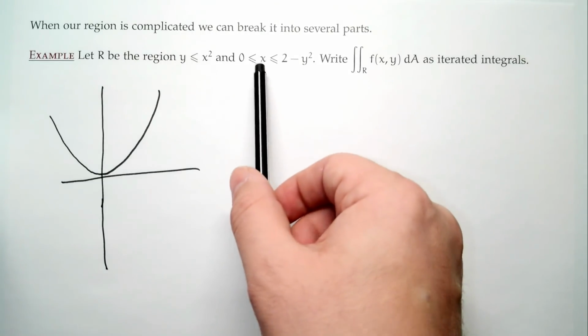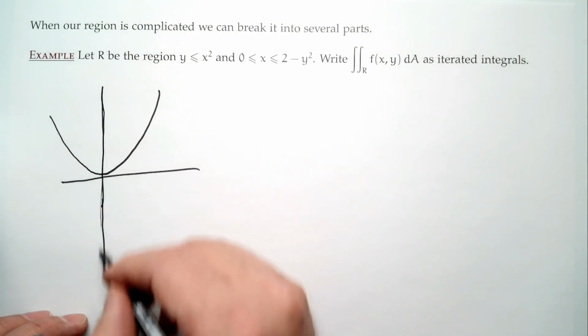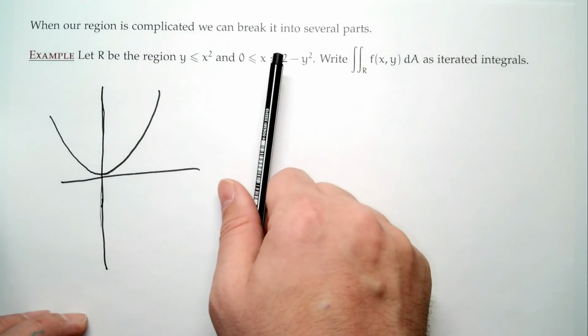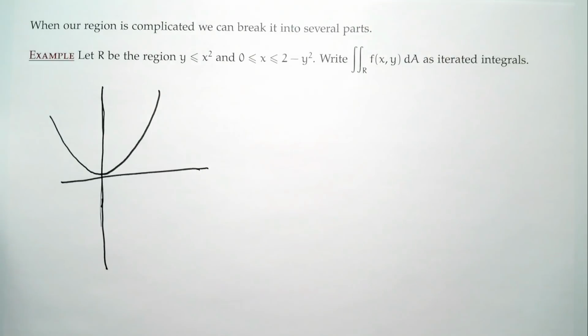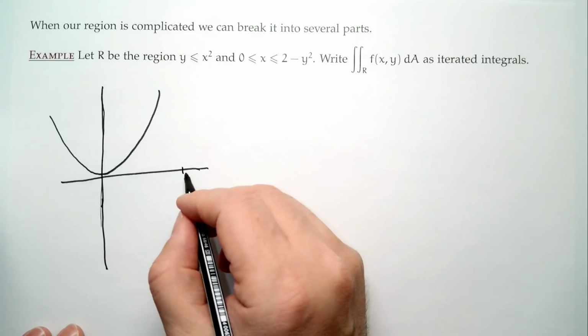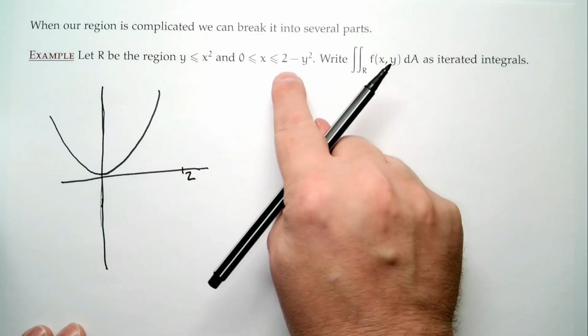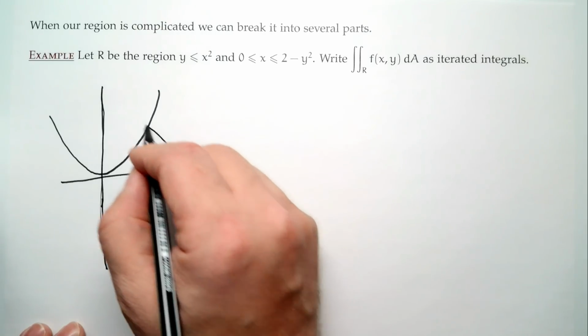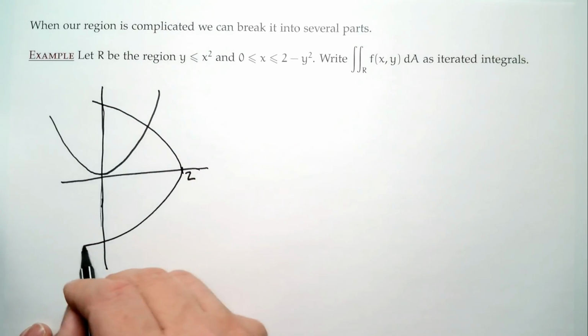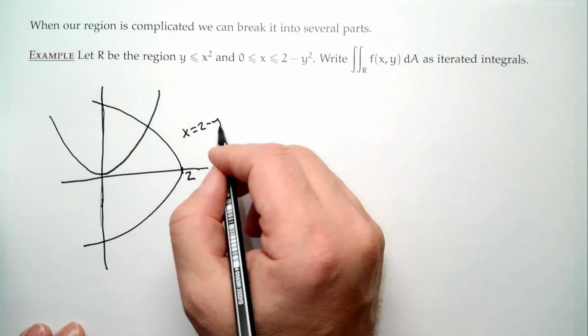Now we say x is greater than or equal to 0. X equals 0, that's the y-axis, which means we want to be to the right of the y-axis. And x equals 2 minus y squared, what would that look like? X equals 2 minus y squared. It's a sideways parabola opening to the left. So you come here at 2. So that 2 translates to this 2. And then the parabola opens up this way. So this is the parabola x equals 2 minus y squared.